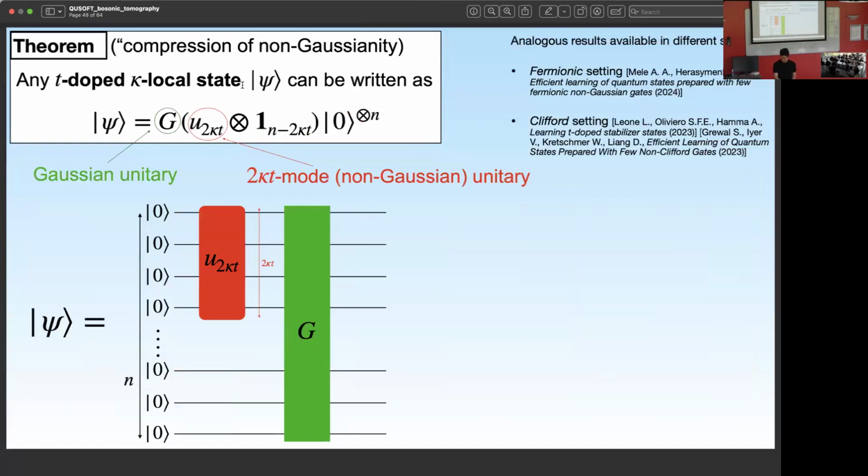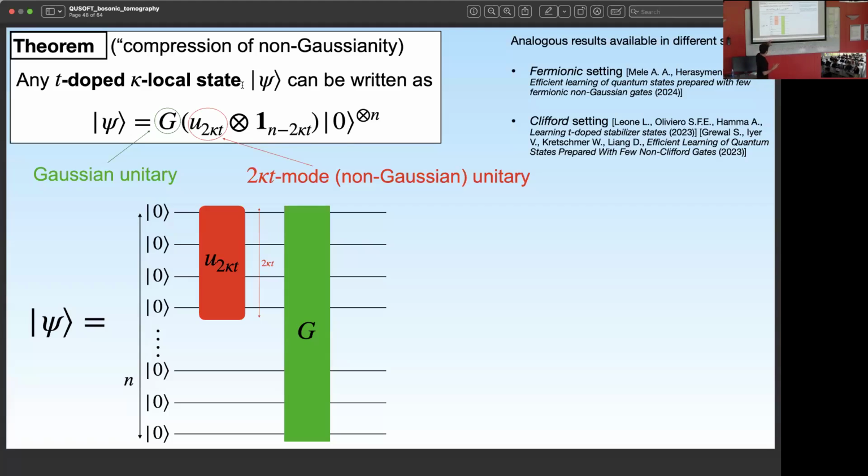I was just saying that this is also a result known in the Clifford setting, and in the finite dimensional setting, both in the fermionic and in the Clifford case, this analysis of tomography of this class of states has been done. We are now extending this result to the framework of bosonic systems, infinite dimensional systems, and so we ask how can we do tomography of T-dot states.